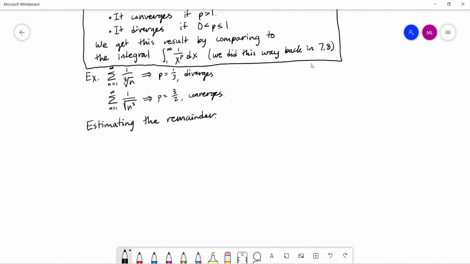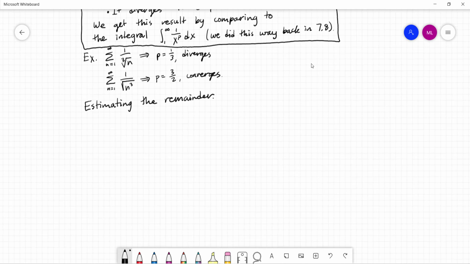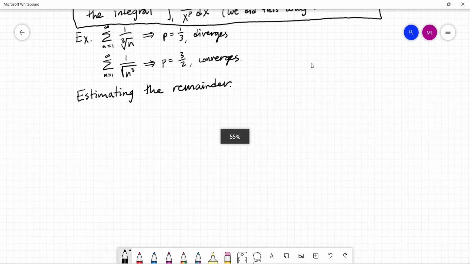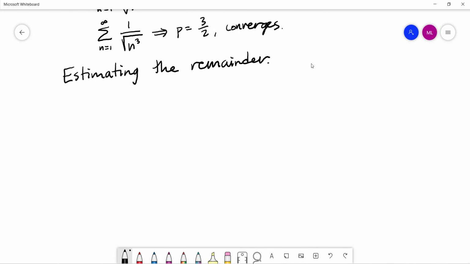So if we look at the pictures that we had in our 2 different cases, I just want to think about what that remainder is going to look like. So let's do this.